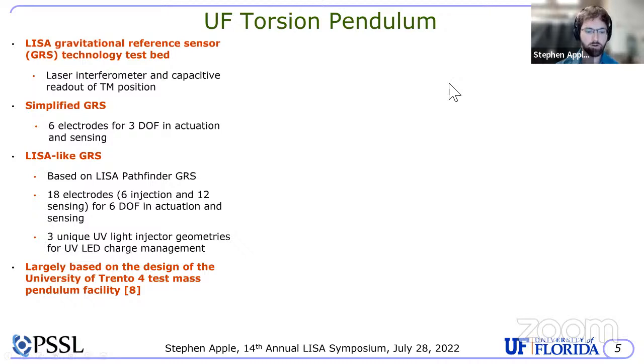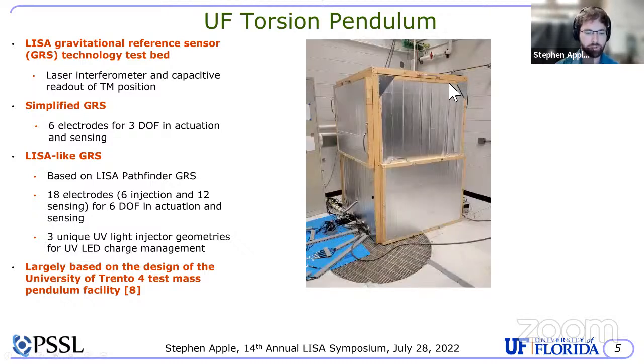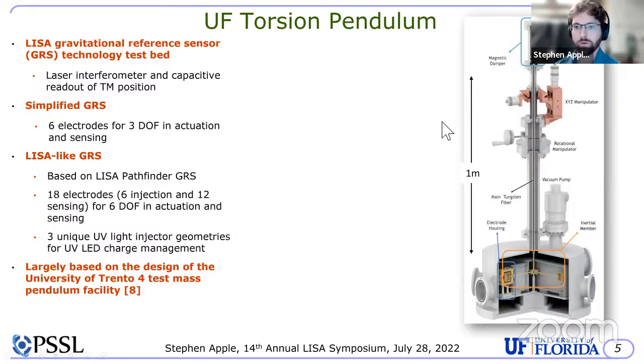All right, so we've demonstrated this method of measuring delta X on our torsion pendulum facility at the University of Florida. And you can see a picture of our facility here. The pendulum lives in this thermal enclosure. And if you were to look inside the thermal enclosure, you would see our vacuum chamber. And inside the vacuum chamber, we have our torsion pendulum. So this picture is showing a CAD rendering of the pendulum inside the chamber.